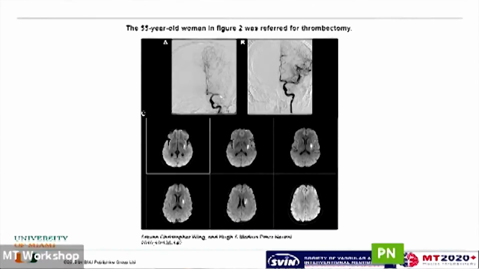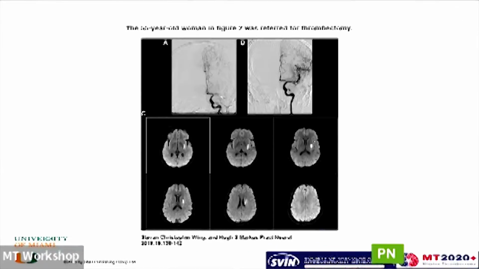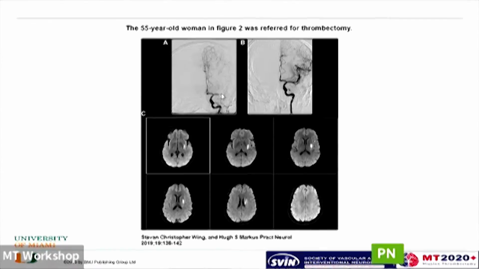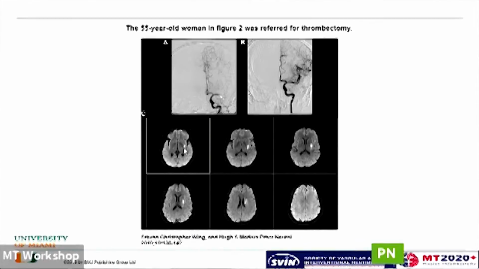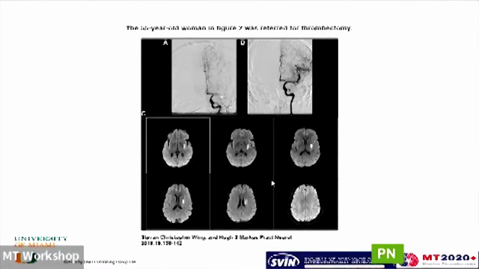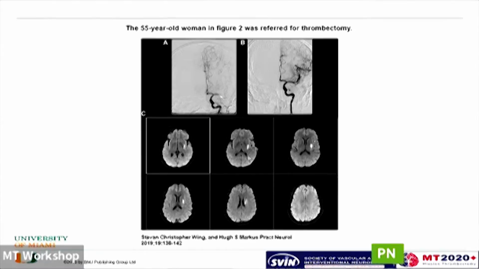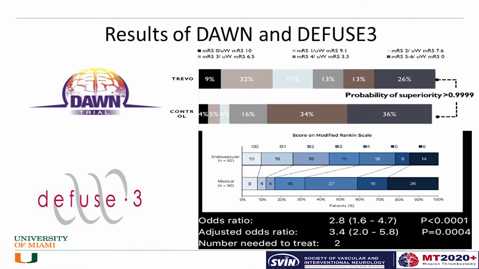So this is another case that was published. Patient had a left M1 occlusion. They used MR imaging and a clinical radiological mismatch. So she had a very small core on DWI, but clinically she had an NIH stroke scale of 20. So they had a clinical radiological mismatch, and they went in and successfully reopened the vessel. So the results of DAWN and DEFUSE clearly demonstrated that mechanical thrombectomy is superior to IV tPA or medical management only.